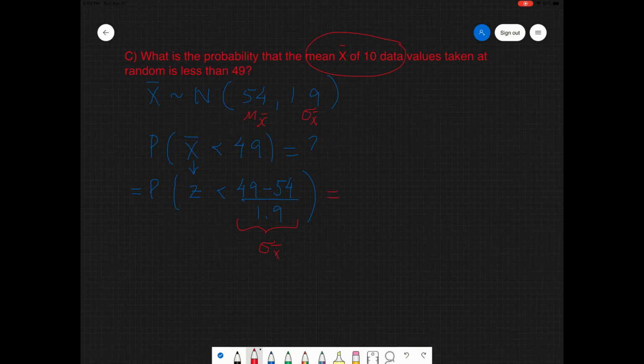So we have that the probability we're looking for is the same as the probability that the z-score is less than negative 2.63 when we round off the z-value to the second decimal place. The probability of the standard normal distribution corresponds to this area, and this is the area to the left of the z-score of negative 2.63.